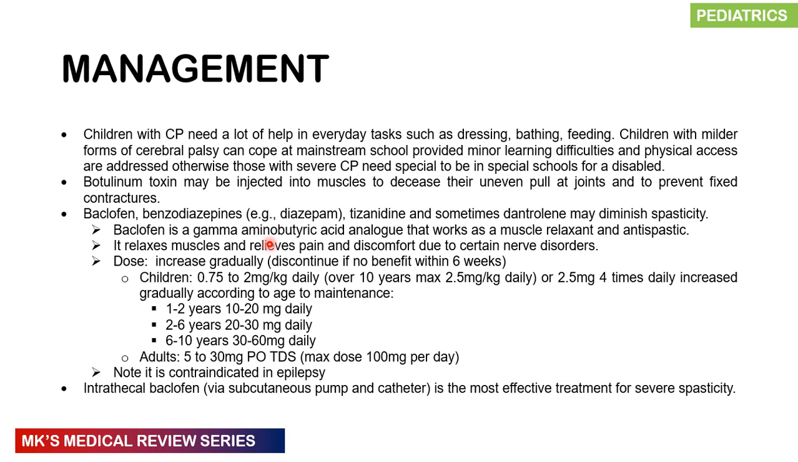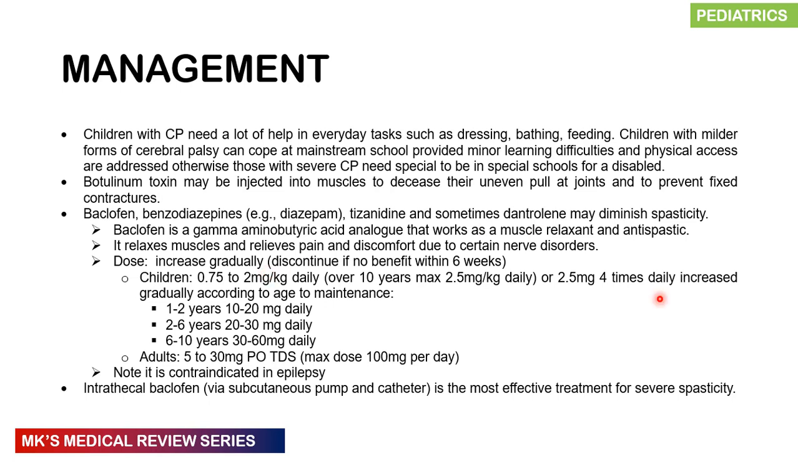And how exactly are we going to give this? So remember that the dose must actually be gradually increased, but if you see that there's no benefit within 6 weeks, you can actually discontinue the drug. So in children, we can actually start at 0.75 to 2 milligrams per kg daily, and over 10 years, a maximum dose of 2.5 milligrams per kg daily. So in a day, they should receive 2.5 milligrams per kg. So it means if they are weighing, for example, 10 kg, 10 multiplied by 2 is 20 milligrams. So in a day, they should receive 20 milligrams as a total dose.